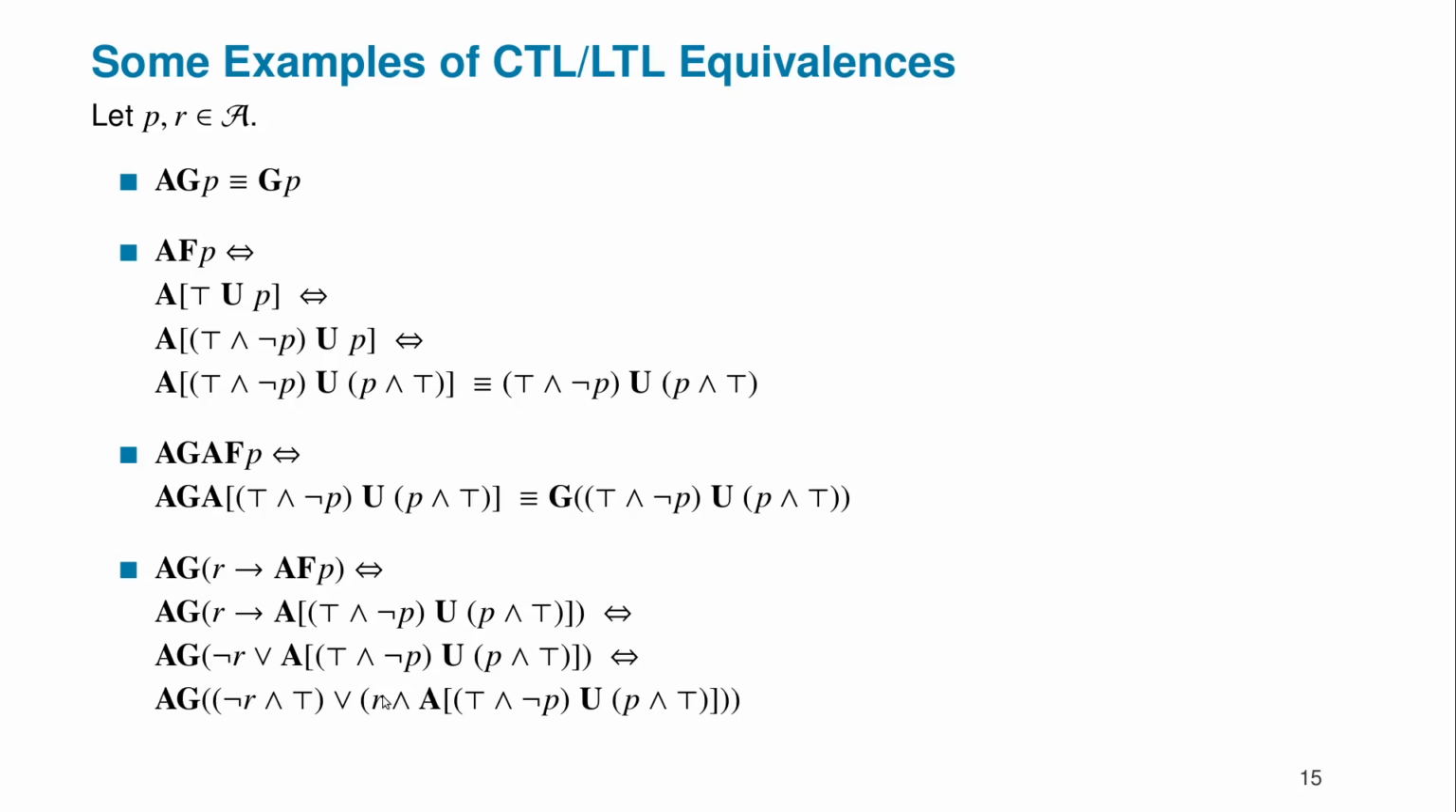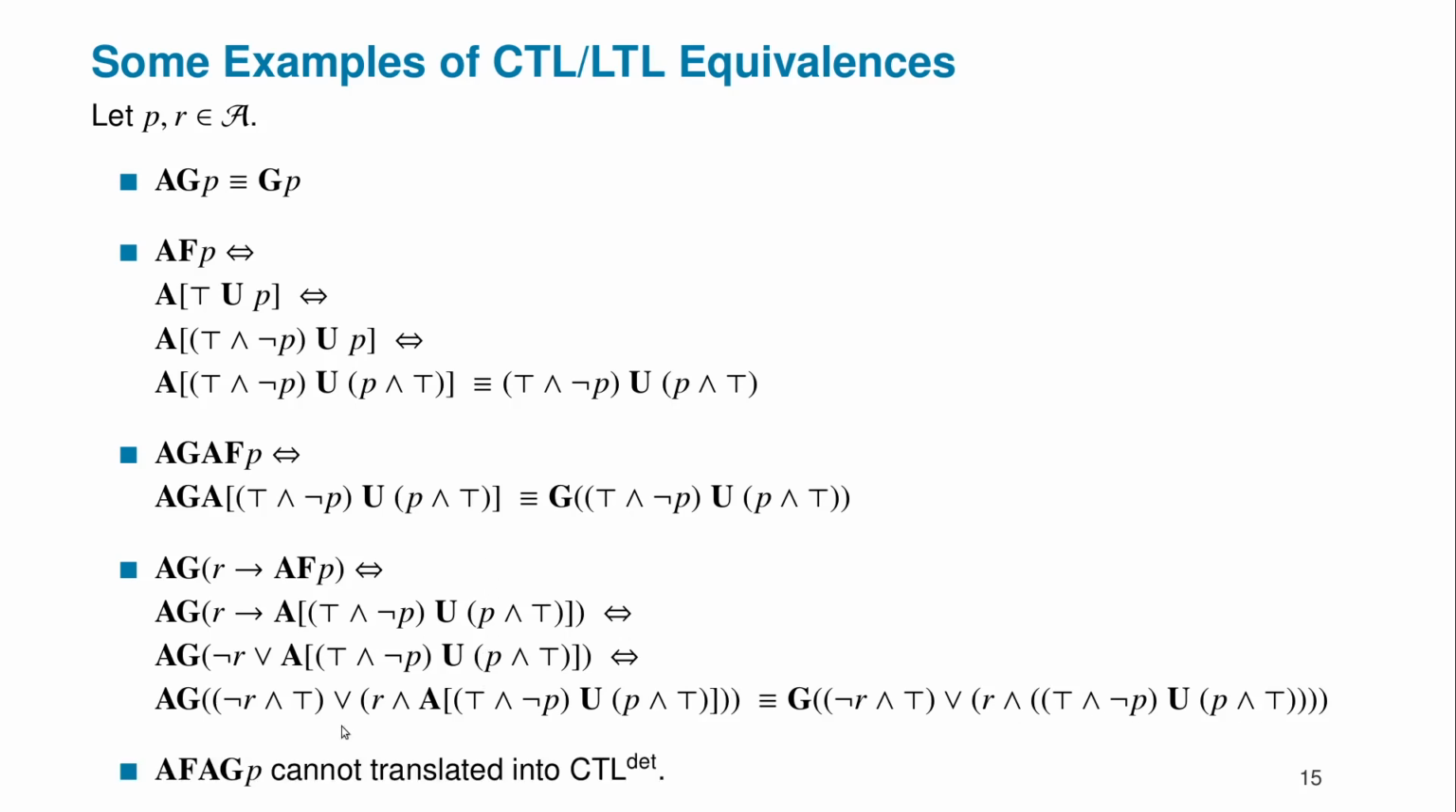we can put an R conjunctively to the right hand side, and what we can also do is add an and top to the left hand side of the disjunction, and we get the formula always globally, not R and top, or R and until as before. And this is now a CTL-det formula, and we obtain the LTL-det formula that is equivalent by removing the A's. I hope I got the parentheses right here.